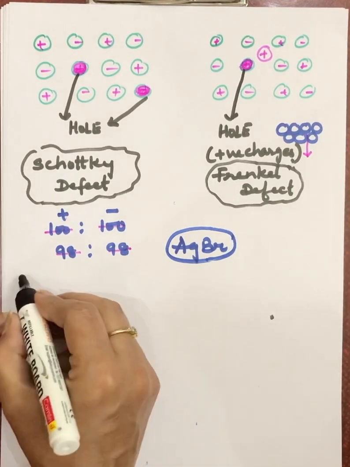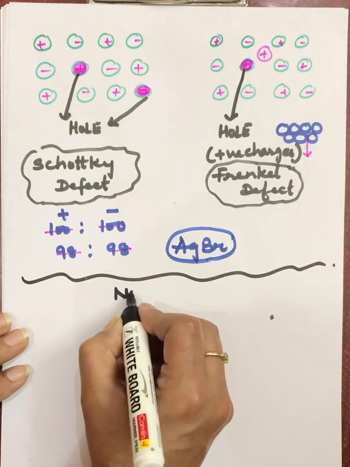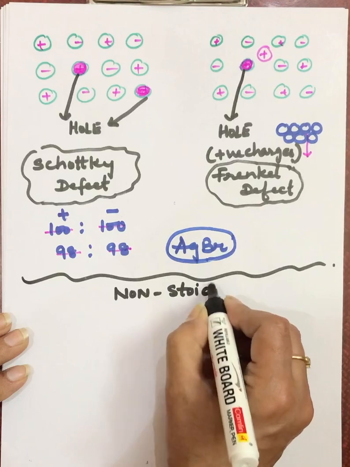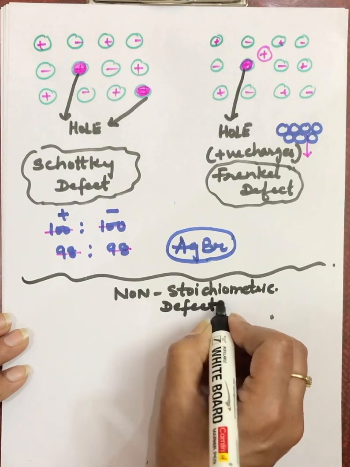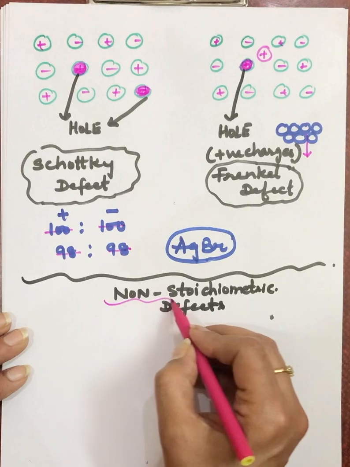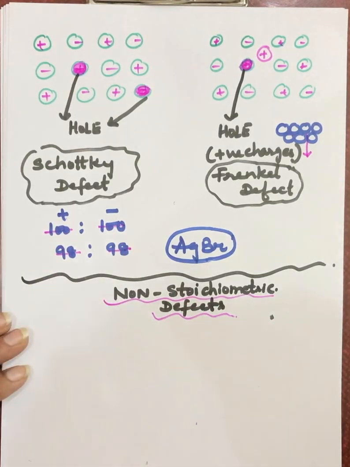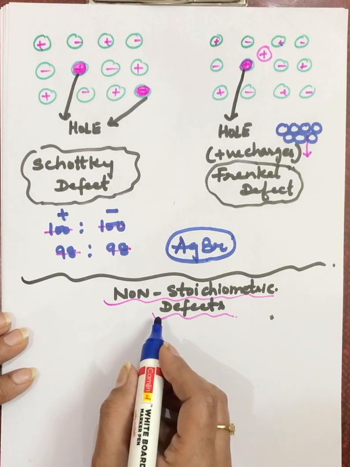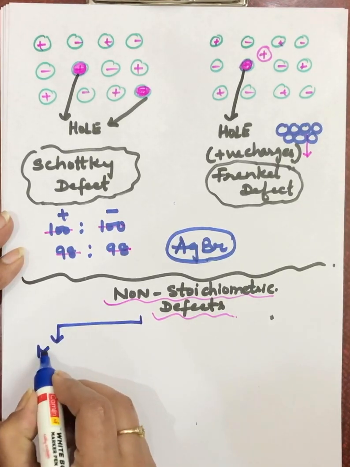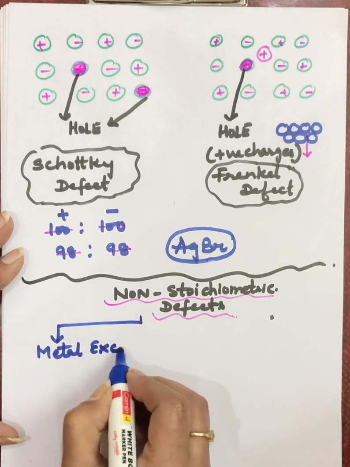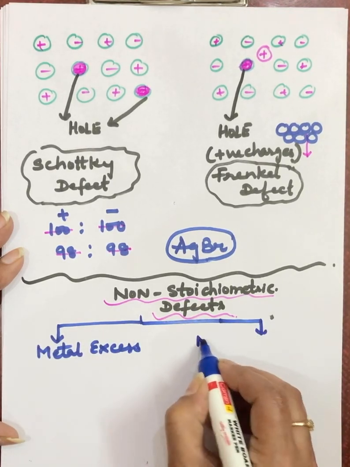Moving on to the next defects, non-stoichiometric defects. Now, from the name, it's clear. In a crystal, the ratio of cations to anions is different from what is indicated by the molecular formula. So, as a result of a defect in the crystal, these defects are called non-stoichiometric defects. And these are of two types: metal excess defect, and next is the metal deficiency defect.